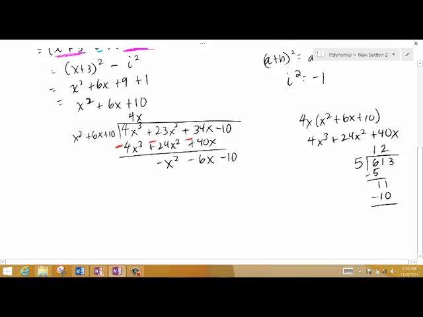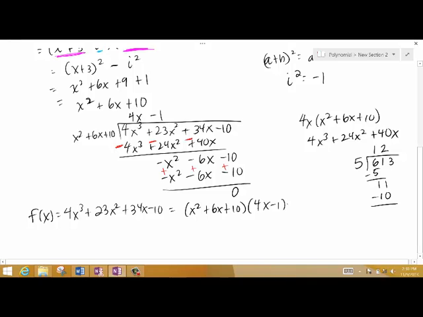And then I continue. x squared times what is negative x squared? Well, that's negative 1. So then I do negative 1 times each one of these, just like I did earlier: negative x squared minus 6x minus 10. Then I come through with my red marker and change every single sign. I get a plus and a plus. So it looks like I get 0. Remainder is 0. So I can rewrite my original polynomial f of x as x squared plus 6x plus 10, that factor, times the other factor, 4x minus 1.